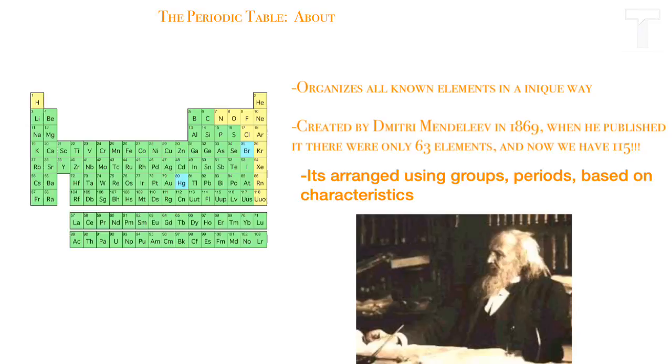So a little about the periodic table. It organizes all our known elements into this unique situation we call the periodic table. It's created by Dmitri Mendeleev in 1869, and the moment he published his article with this periodic table, there were only 63 known elements, and as of today, we have 115, so we're adding stuff as we go. And it's arranged using groups and periods, based on characteristics.